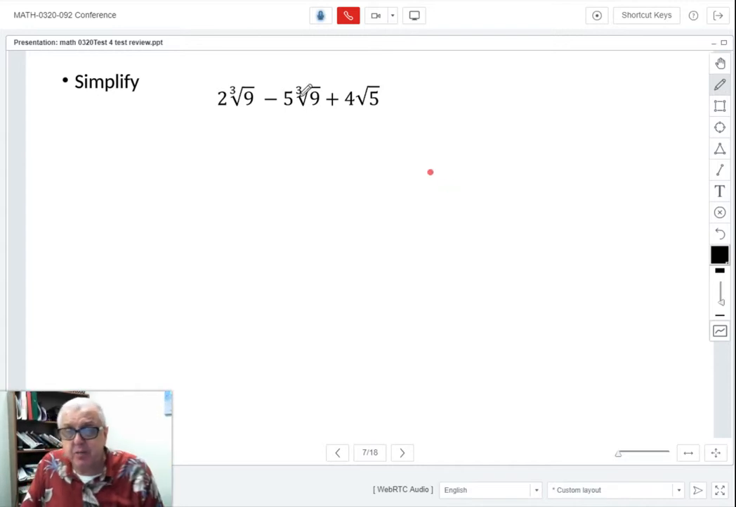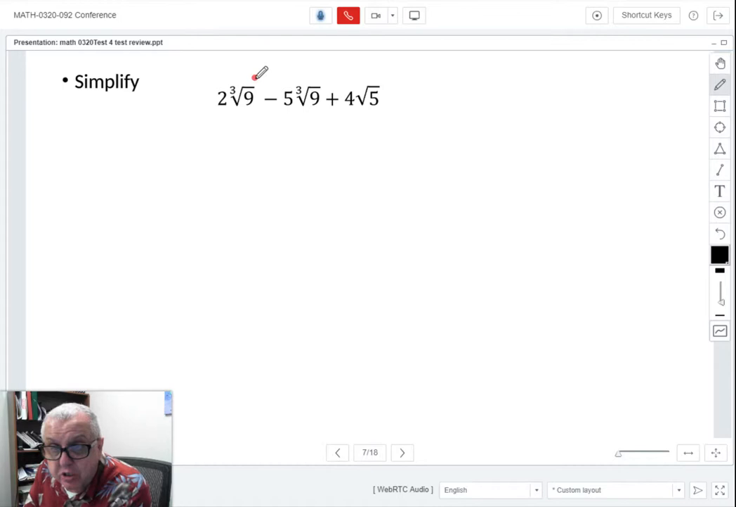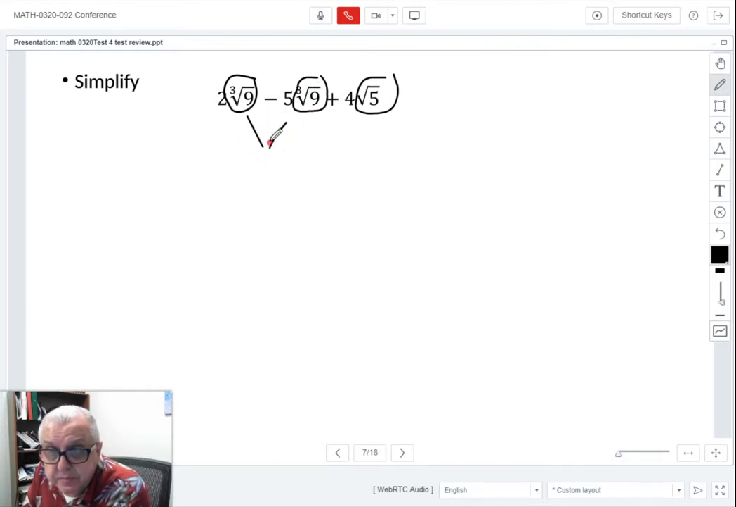All right, next problem, simplify. We can only add and subtract like terms. 2 of these minus 5 of those. Those are like terms, but this is not, right? There's the square root of 5 here. These are third roots of 9. So 2 minus 5 is a negative 3, third root of 9.